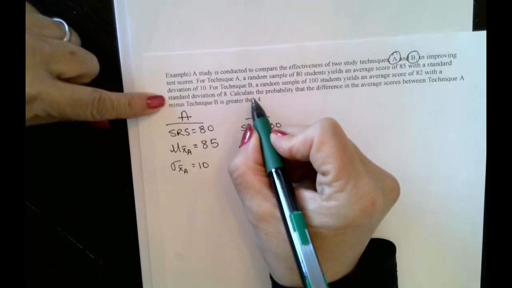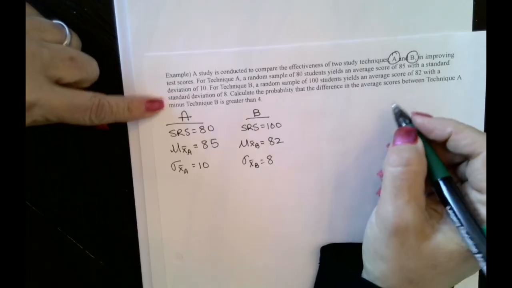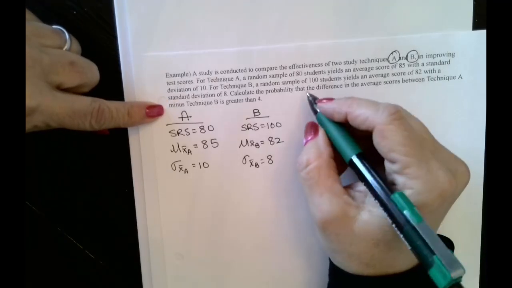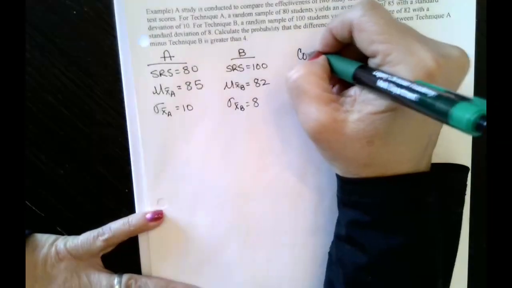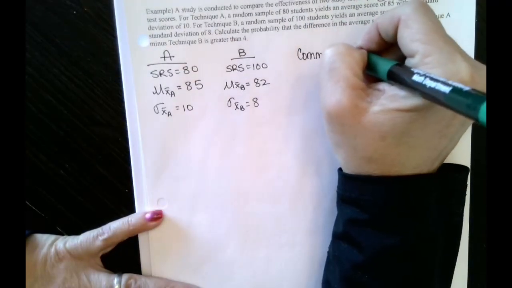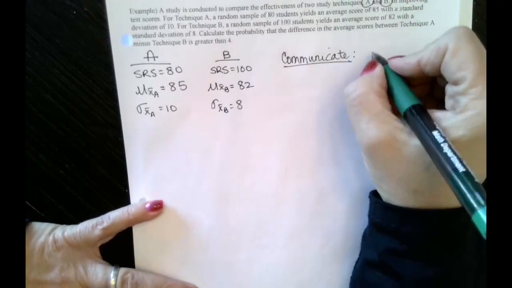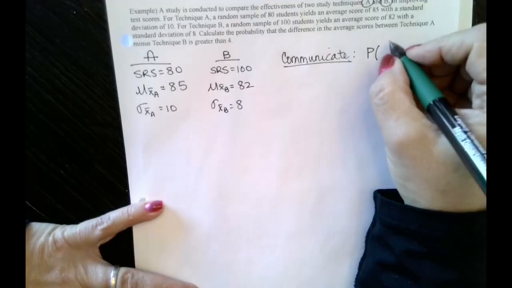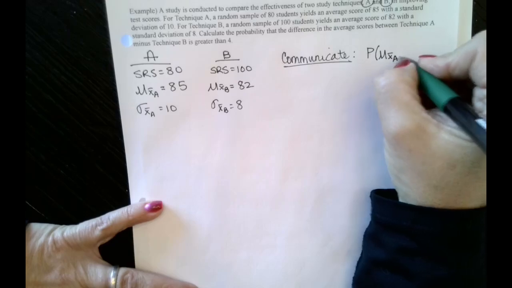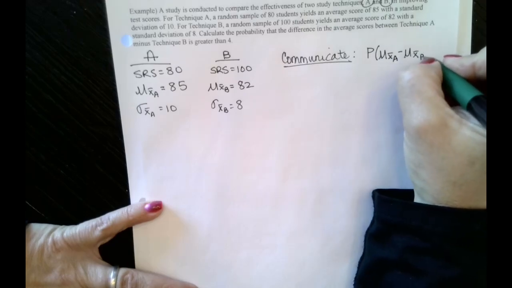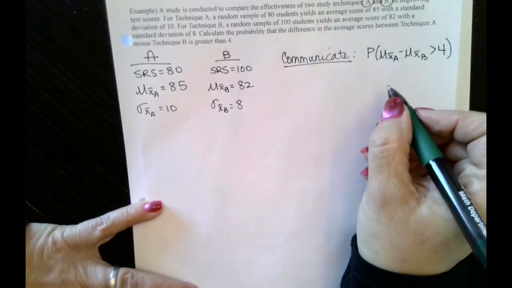All right, so what am I looking for? Calculate the probability that the difference in the average scores between A and B is greater than 4. So if I go down here, I'm going to write all this down just so we have this. So if we look at our communicate, you don't have to write this down, but it kind of helps you keep your 4 C's in line here. We want to know the probability that the difference in the average scores, mu x bar A minus mu x bar B, is greater than 4. That's what I'm looking for.